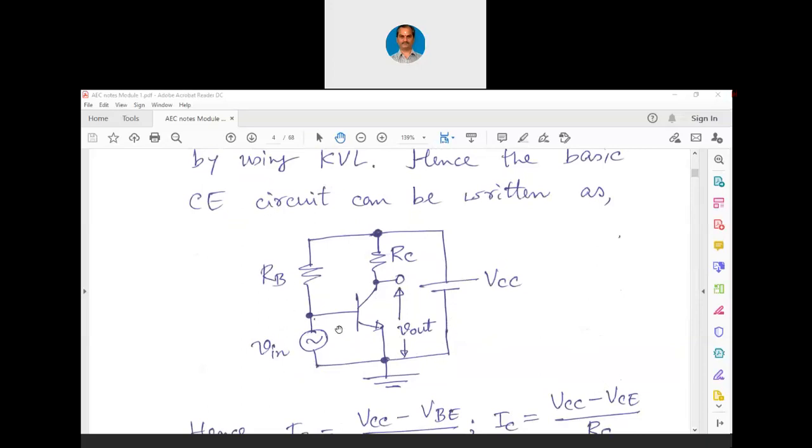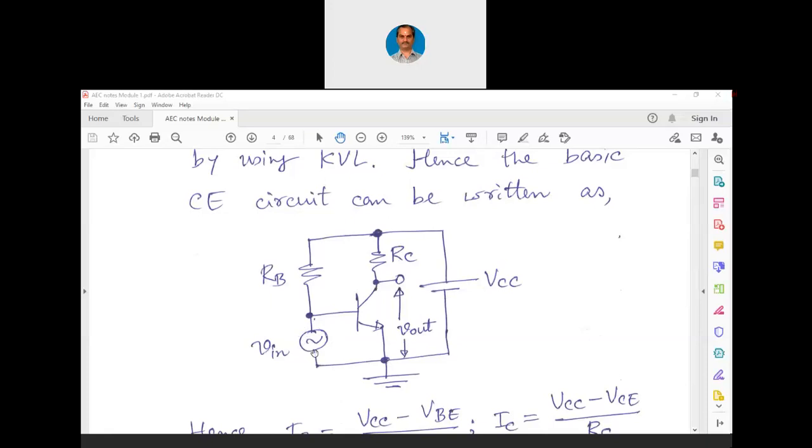And what we do is, we don't have a power supply exclusively for the base. In the beginning, I showed you a circuit with separate VBB and separate VCC. But why should we have a separate VBB when we can work with a single power supply? So a single power supply is connected to the collector and also to the base through these resistors. And we can easily calculate the value of RB and RC using this circuitry. Output we are taking at the collector, and emitter we are grounding.